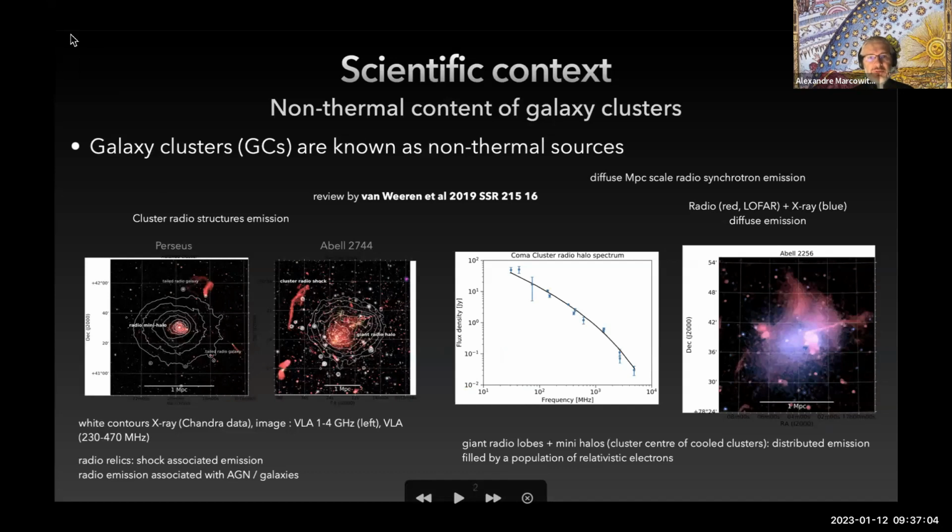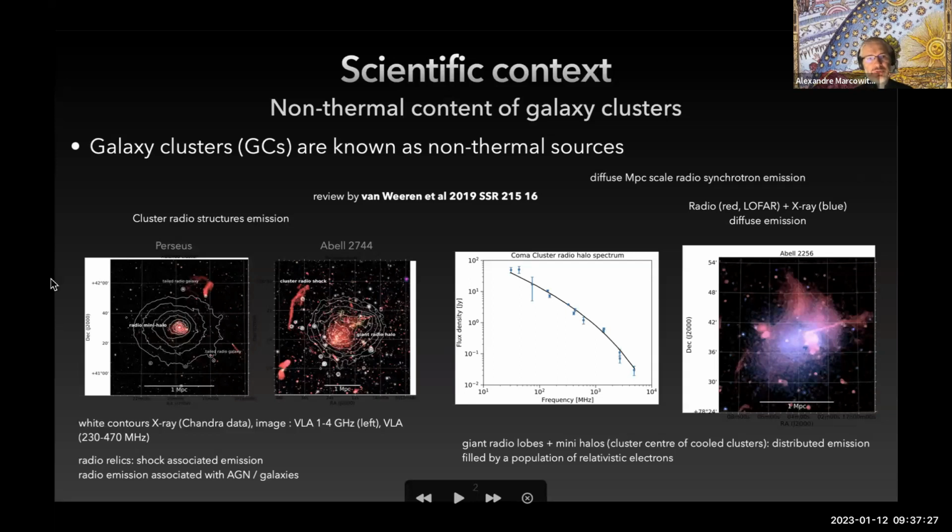So the scientific context is that, as we just heard from Dr. Paul, clusters are non-thermal sources, because they show some non-thermal radio emission. You have very various structures you can find in clusters, as just mentioned.